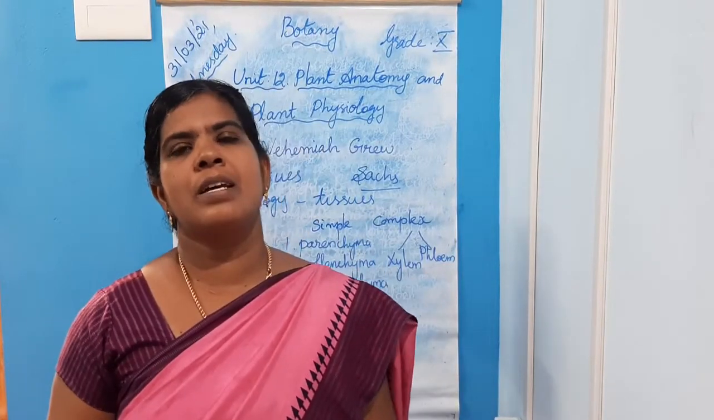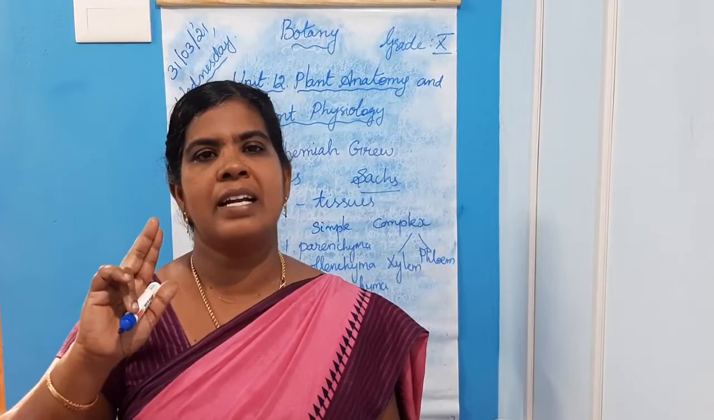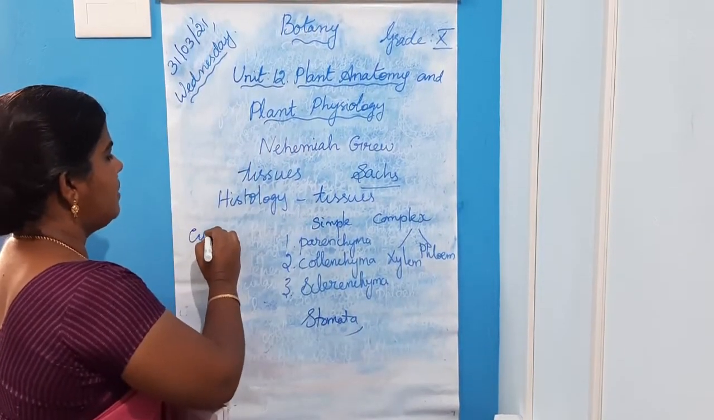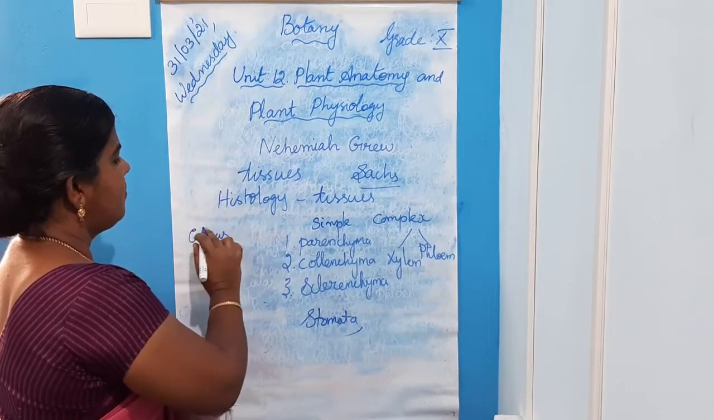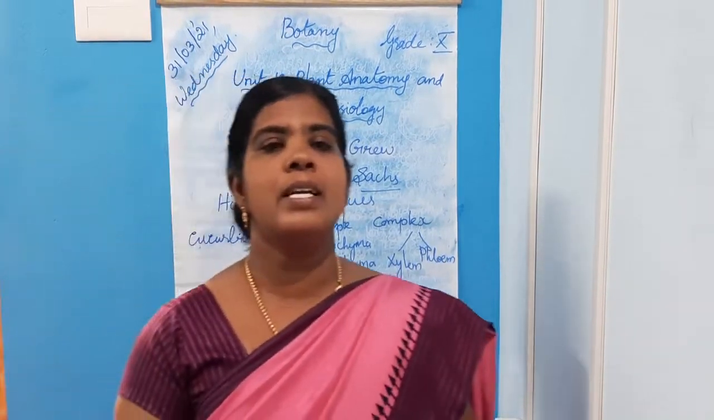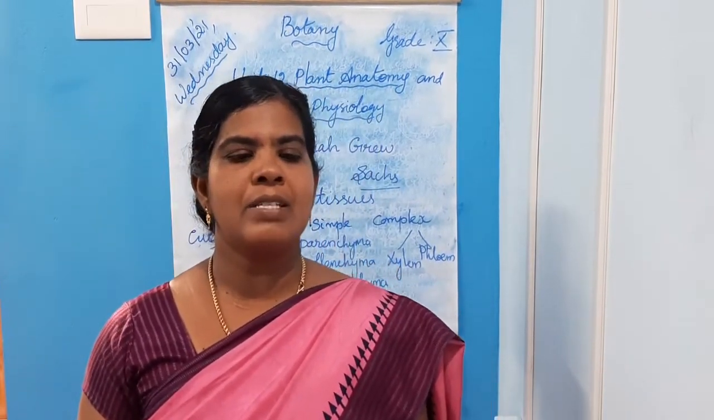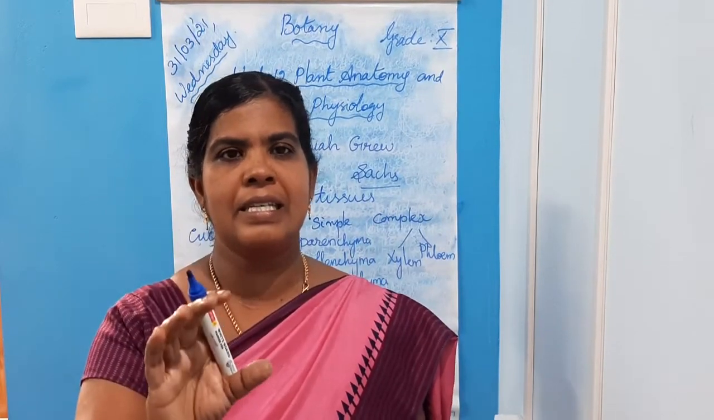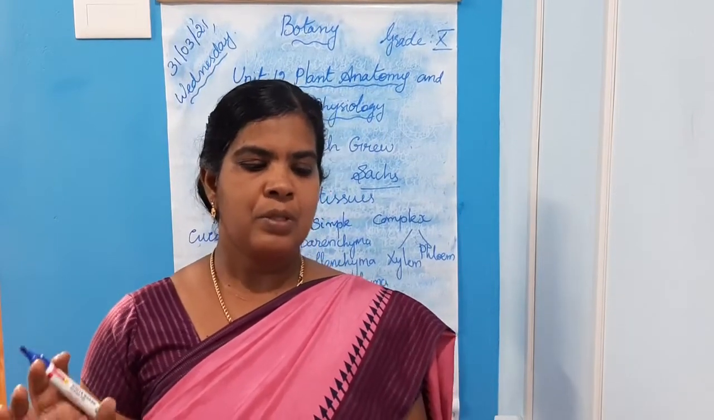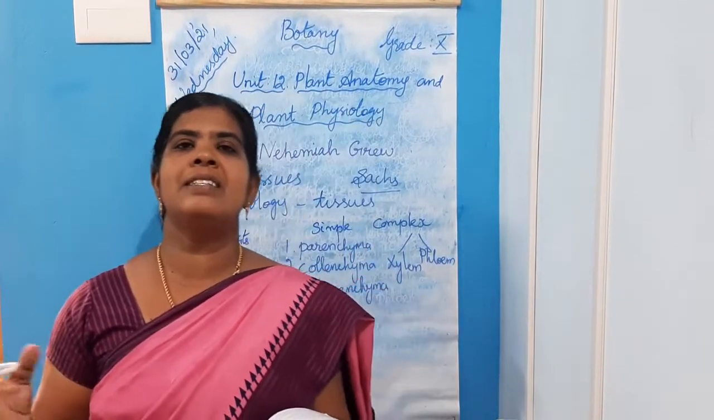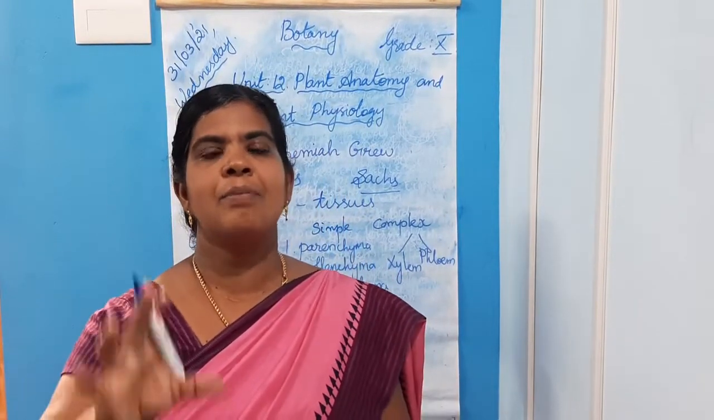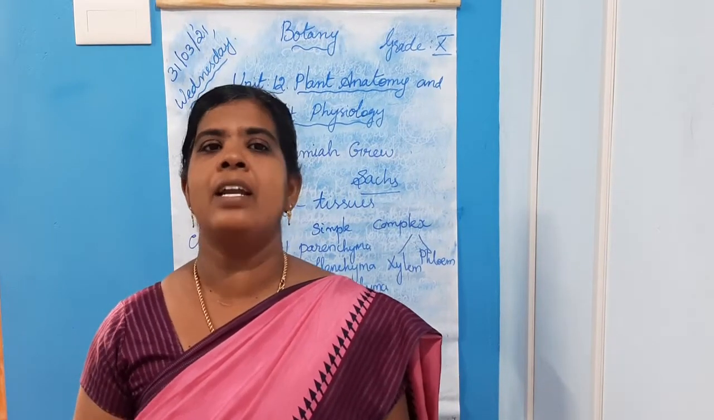Then conjoint vascular bundles are of two types, collateral and bicollateral. Bicollateral vascular bundles are present in cucurbits. What is a bicollateral vascular bundle? Xylem is present in the center. On both sides of xylem, what is present? Phloem. So phloem is present on either side of xylem. That is bicollateral. So one one-word question: bicollateral vascular bundles are seen in cucurbits.